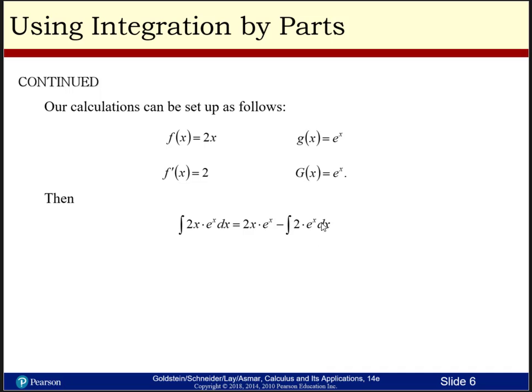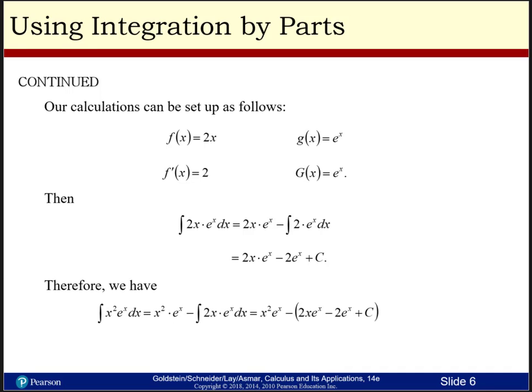I can take this integral, it's really sweet, really nice, and I'll end up with 2x e to the x minus 2e to the x plus c. Now let's put it all together because we have to put it all into our original form that we had here. So we're just replacing this last integral with what we just got. And so we end up with our answer as x squared e to the x minus 2x e to the x plus 2e to the x plus c.